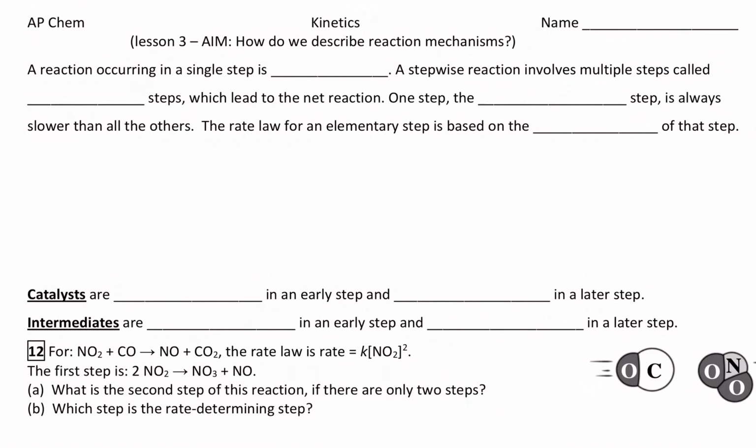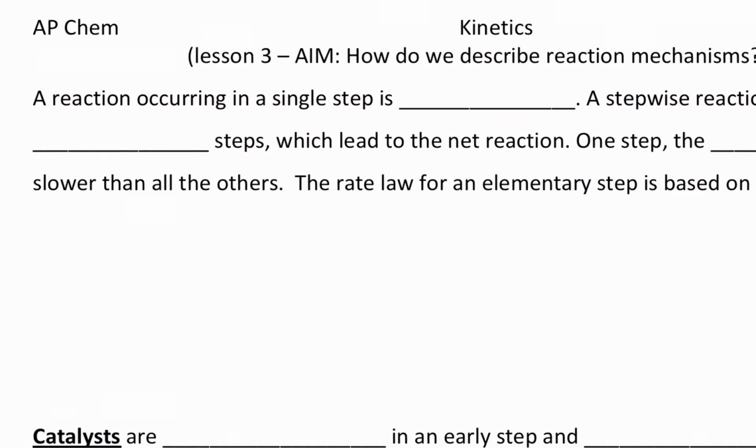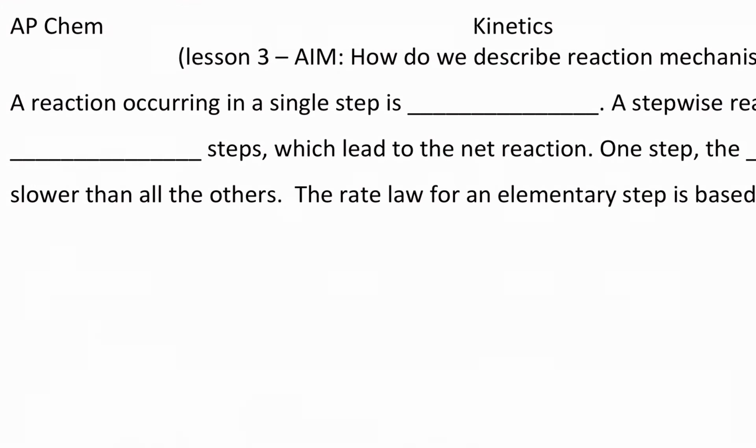Okay, chemists, in this lesson we're going to wrap up our kinetics unit and look at factors that affect the rate of reaction, and specifically how we can change what's called the reaction mechanism. First, some vocabulary. A reaction that happens all at once in a single step is called a concerted reaction.